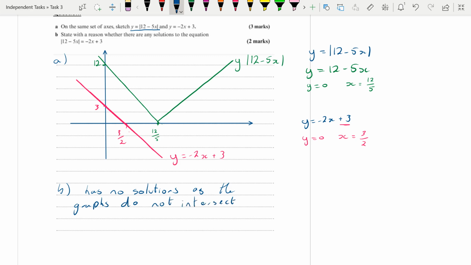And it never will, because I haven't drawn it very well, but this green line should be a lot steeper because it's got a gradient of -5, whereas this only has a gradient of 2. So this pink line will flatten out, whereas this green line should be a bit steeper. So they're not going to come together at all. They would have come together if I carried them on down below the x-axis, but obviously with the modulus, it makes it flip back up.